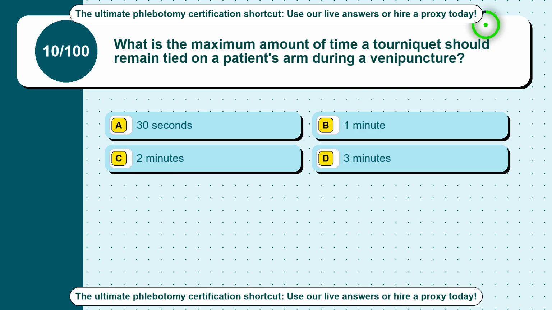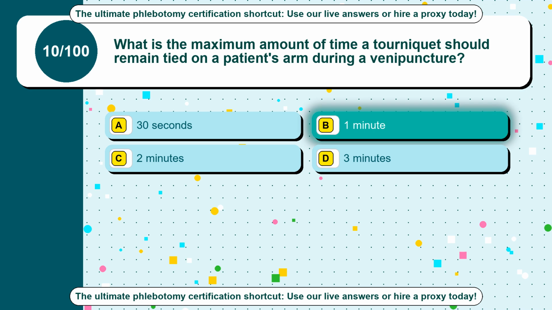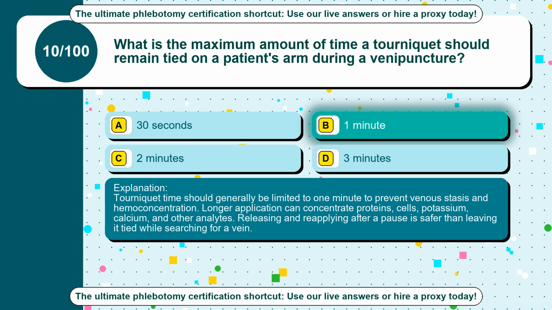Question 10. What is the maximum amount of time a tourniquet should remain tied on a patient's arm during a venipuncture? Option A. 30 seconds. Option B. 1 minute. Option C. 2 minutes. Option D. 3 minutes. The correct answer is option B. 1 minute. Tourniquet time should generally be limited to 1 minute to prevent venous stasis and hemoconcentration. Longer application can concentrate proteins, cells, potassium, calcium, and other analytes. Releasing and reapplying after a pause is safer than leaving it tied while searching for a vein.